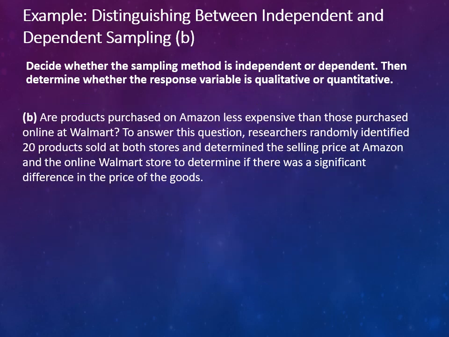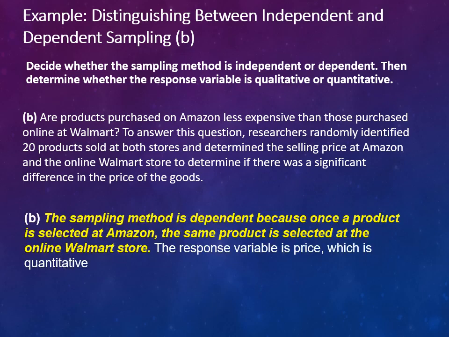Let's look at our second example. Are products purchased on Amazon less expensive than those purchased online at Walmart? To answer this question, researchers randomly identified 20 products sold at both stores and determined the selling price at Amazon and the online Walmart store to determine if there was a significant difference in the price of the goods. Here, the sampling method is dependent because once a product is selected at Amazon, the same product has to be selected at the online Walmart store. And in this case, the response variable is price, which is quantitative, not qualitative like the last.